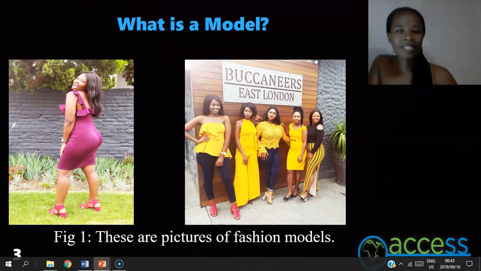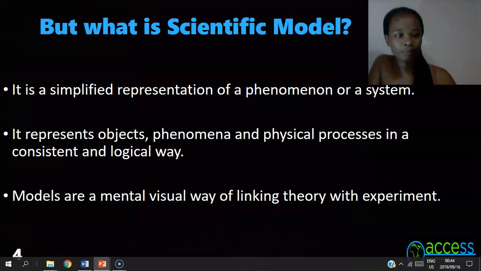What first comes to your mind when someone is talking about a model? I bet this is what comes to your mind. A picture of beautiful fashion models is shown in figure 1. But I'm not here to talk about that. I'm here to talk about the scientific model, which is an easy representation of a system.